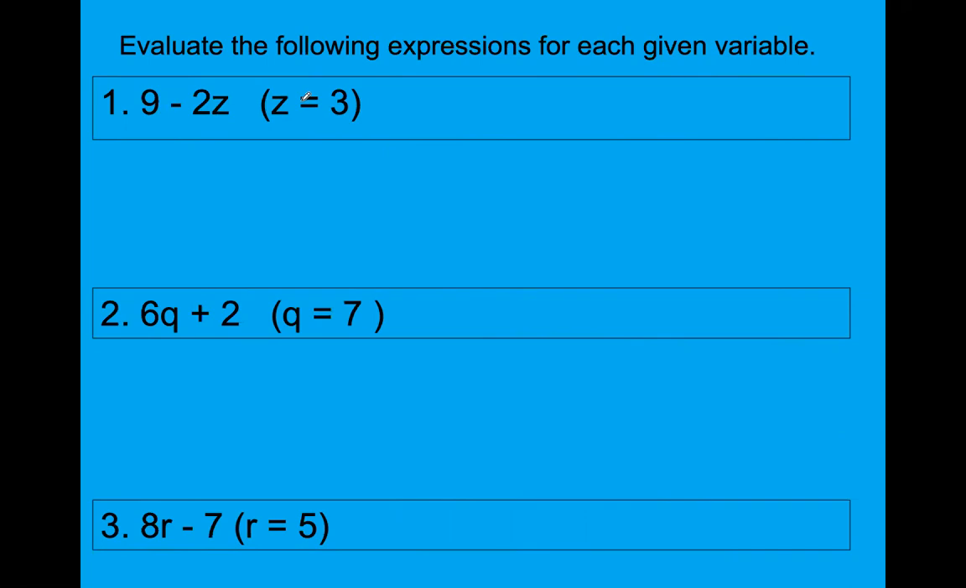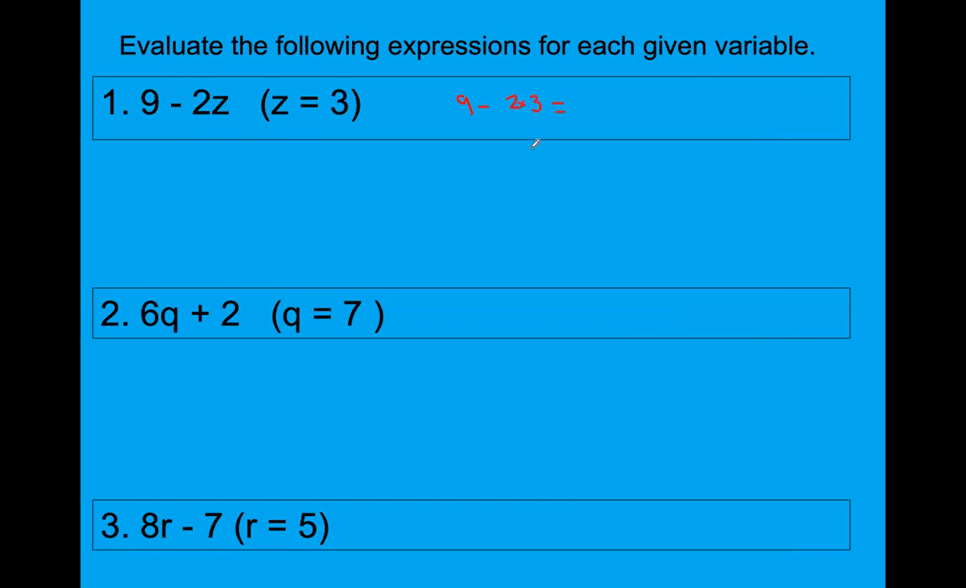So the first step will be to substitute. So instead of z, we put 3. Remember something, 2z means 2 times 3. So it's like that, 9 minus 2 times 3, okay? Now let's find the answer to this one.